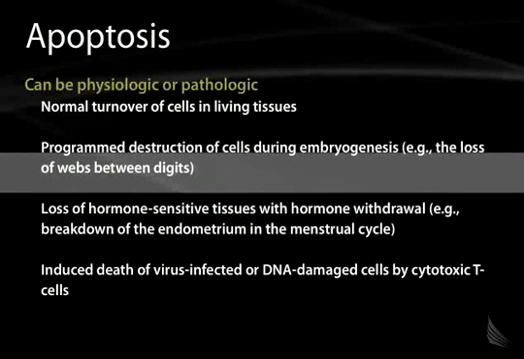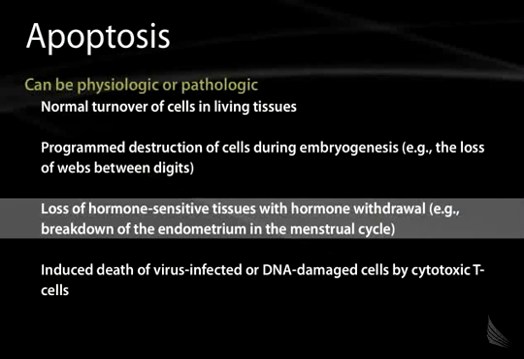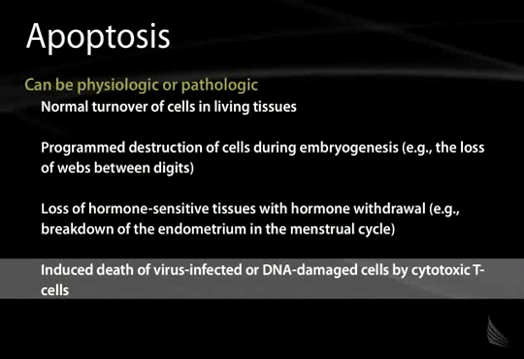Another physiologic apoptosis is the apoptosis that occurs with loss of hormone-sensitive tissues when hormones are withdrawn. For example, in the normal menstrual cycle, as you get a withdrawal of estrogen and progesterone and so forth, you get a breakdown of the endometrium, and that's an apoptotic process that leads to the normal bleeding in menstruation. Now, apoptosis can be pathologic as well. For example, a virus-infected cell may be induced to die by cytotoxic T cells. DNA-damaged cells also can go through a process of apoptosis. This is normal apoptosis, but it's pathologic in the sense that it's caused by some disease or injury.